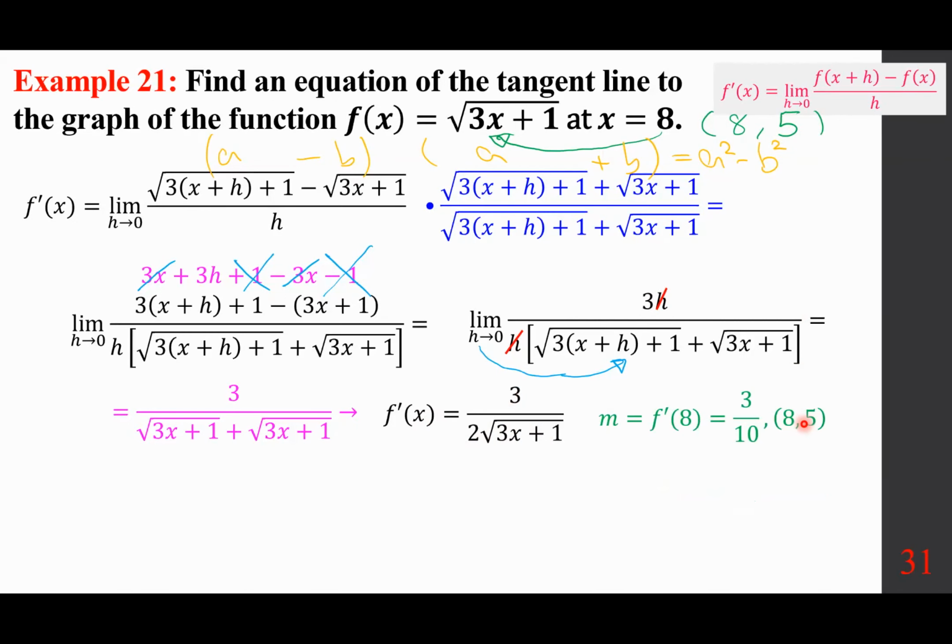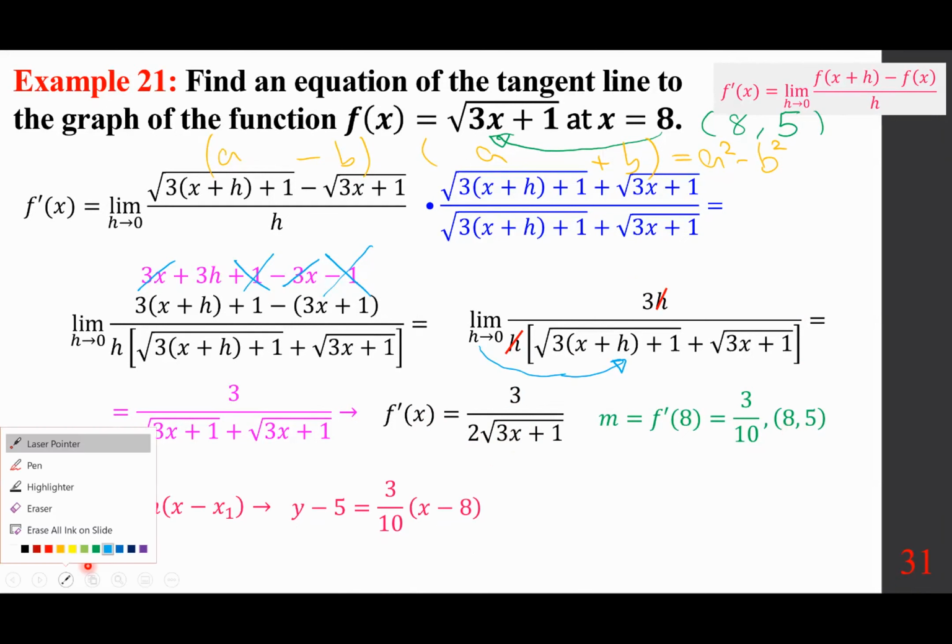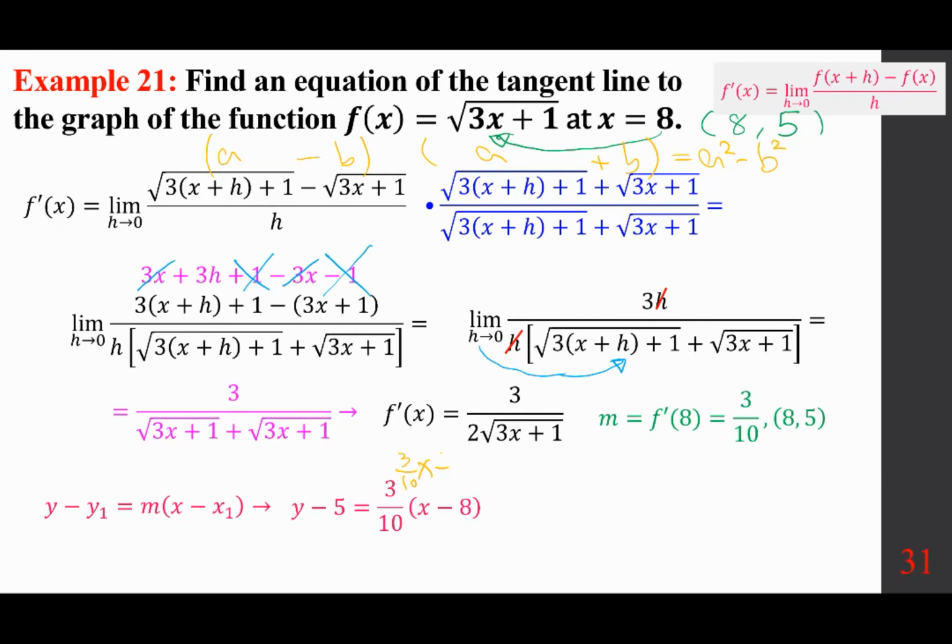and we use the point slope. Y minus y1 equals m times x minus x1. Y minus 5 equals 3 over 10 times x minus 8, elementary algebra. And let's quickly just show everybody that this means 3 over 10 x minus 24 over 10, or 12 over 5.